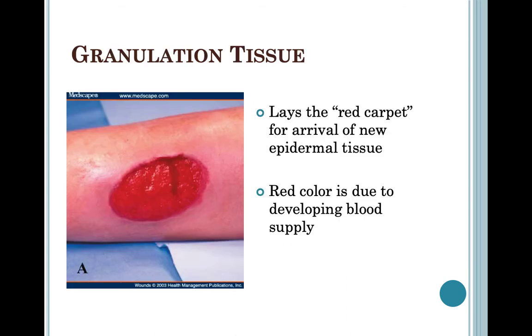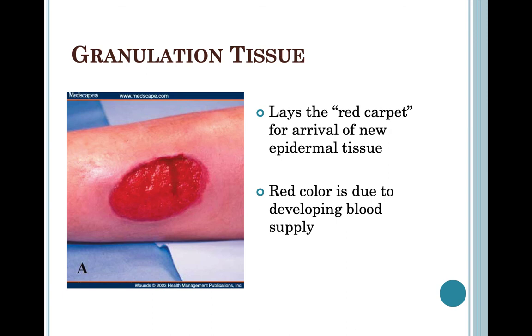During the proliferative phase, one of the big things that happens is that the body has to develop new blood vessels if those have been damaged through the wound. And those new blood vessels that are formed through angiogenesis give the wound base a very red, beefy, glossy color.